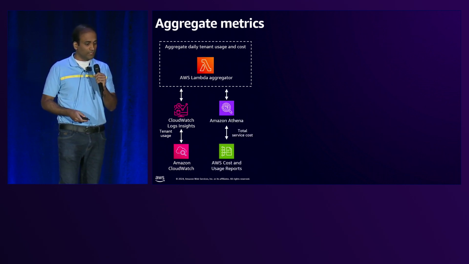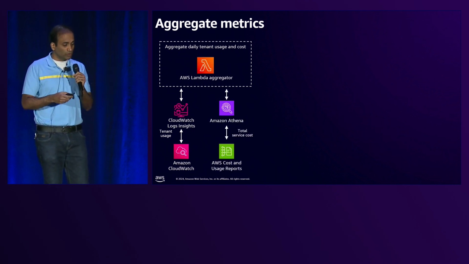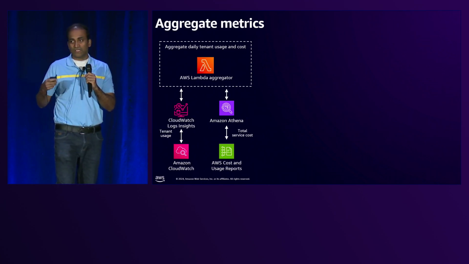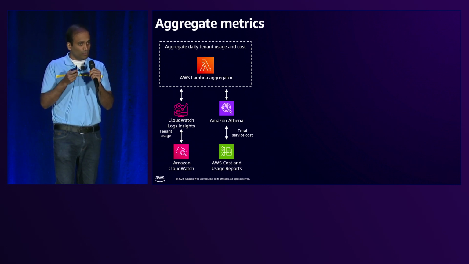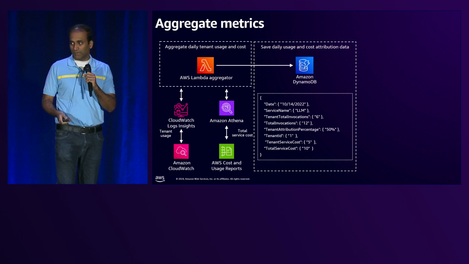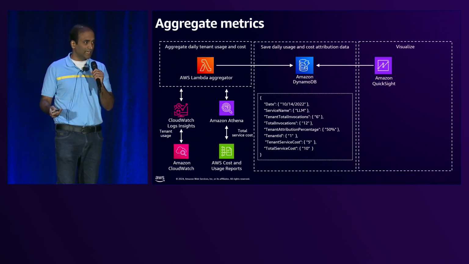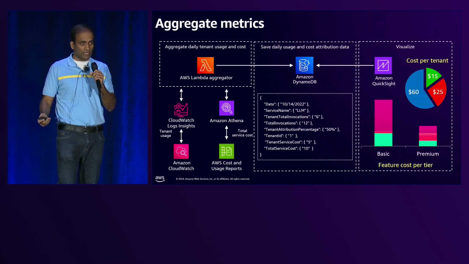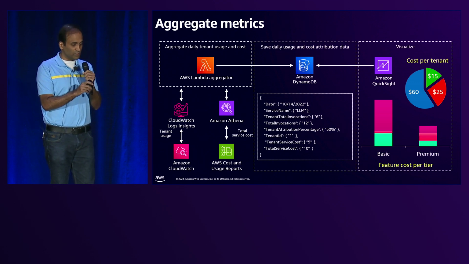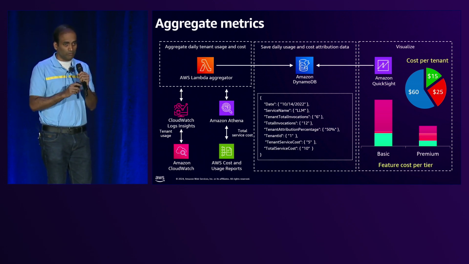Once you get that, you could use the Athena service and interact with the cost and usage reports to get the total service cost. And then you would multiply the percentage of consumption with the total service cost to derive the cost per tenant. You would store that information in some kind of a DynamoDB table. And once you have that information, you could visualize that data and slice and dice the data whichever way you anticipate. And now let's look at the code of this lambda function, the lambda aggregated function, and try to understand how to implement this logic.